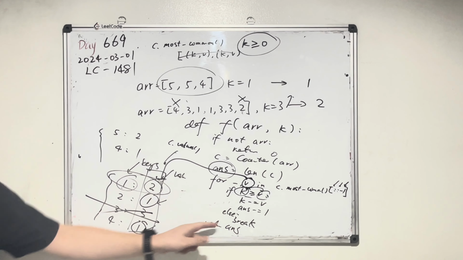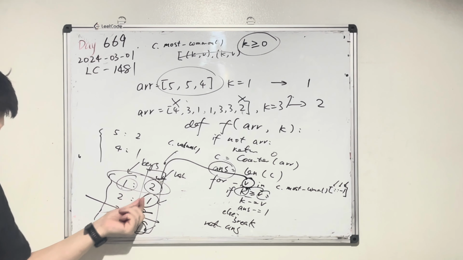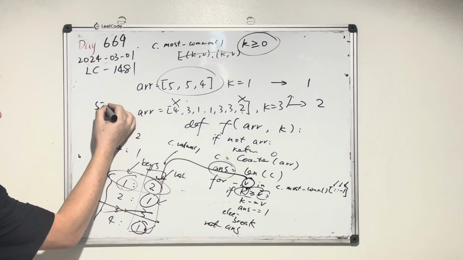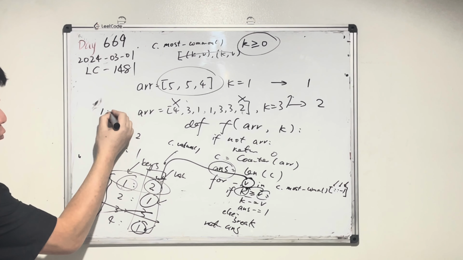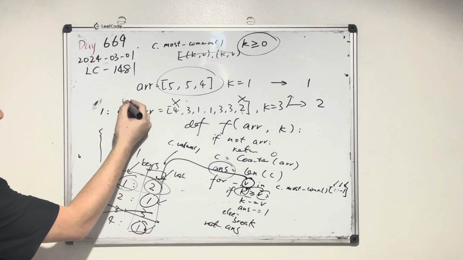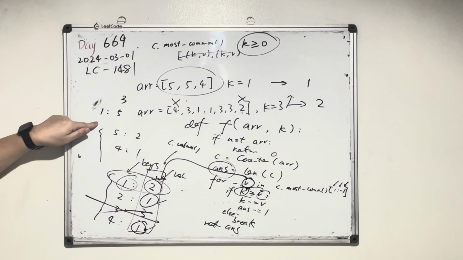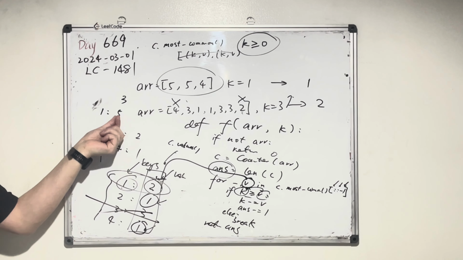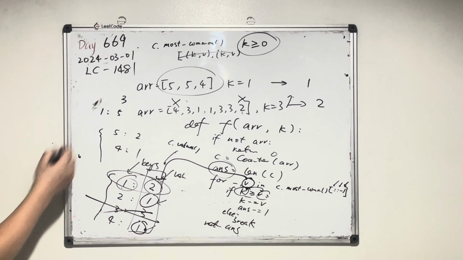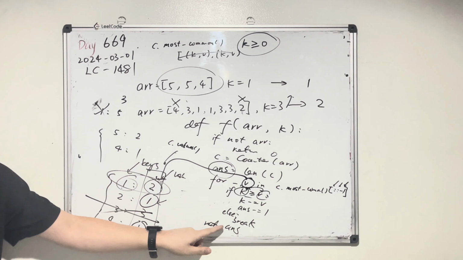Otherwise, we don't have enough numbers. For example, if we have 5 remaining numbers for number 1, and we want to remove 3 numbers, can we totally remove this one? No. Even if we remove 3 ones, there will be 2 left, and we can't get rid of this one totally. Then we break and return the answer.